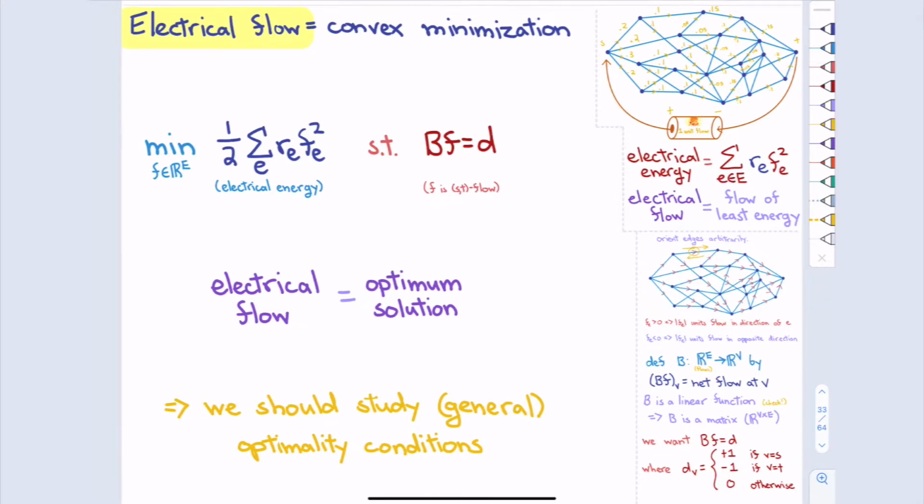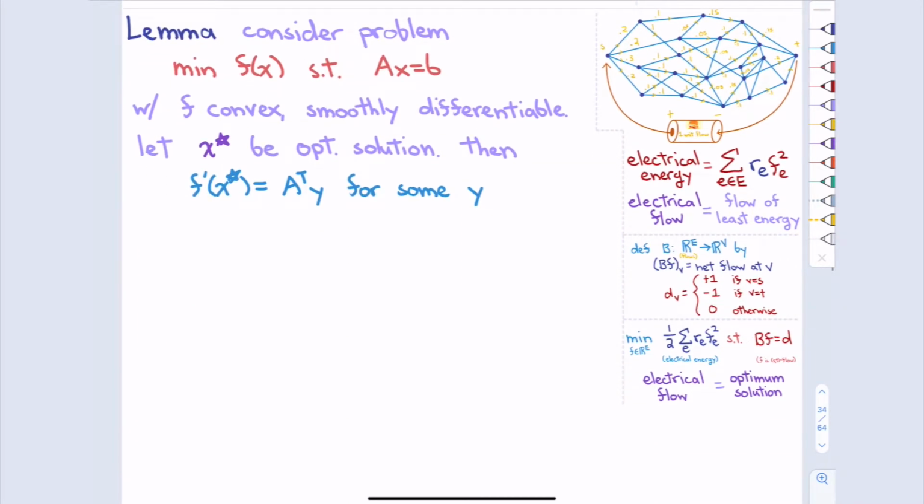Here's maybe the most abstract part of the class, the one time we're not really talking about anything specifically, but just going through some quick math. Let's consider any problem of the form minimizing f of x subject to Ax equal to b. That's fairly general. The claim is that if x star is the optimum solution, then the gradient at the optimum solution is equal to A transpose y for some y.